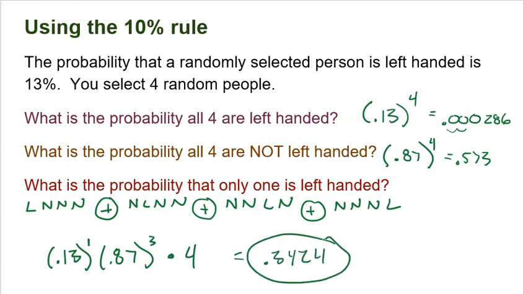So again, it's actually very likely, not that weird at all, if you grabbed 4 people randomly off the streets and one of them was left-handed. The probability would be 34.24%. But again, it's truly important that you understand what I was doing there. 4 options, but they all have the same math. They all have the same probability, but they are 4 distinctly different options.